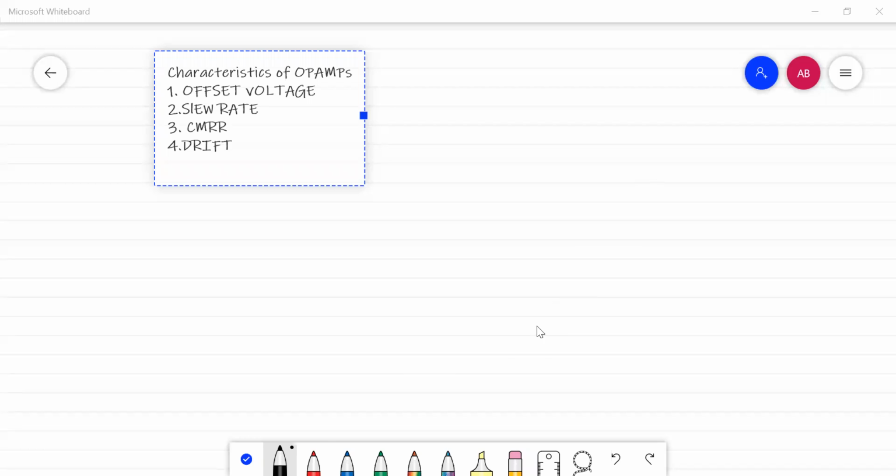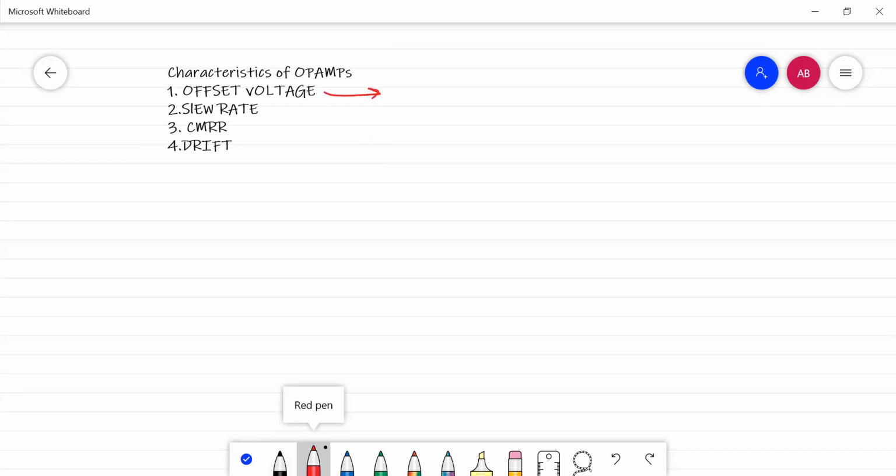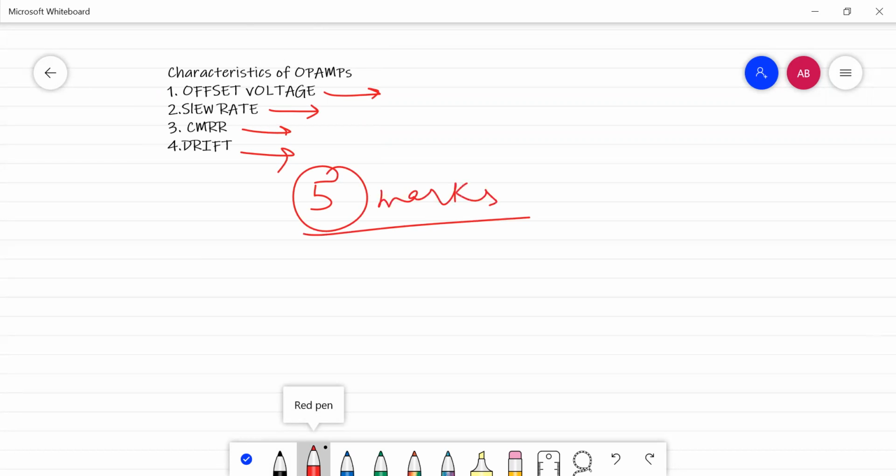So the various characteristics of your operational amplifier that we are going to discuss are, first, the offset voltage, which can directly come in exam, that is, define offset in relation to your instrumentation amplifier. Then comes the slew rate, common mode rejection ratio, and drift. So this instrumentation amplifier as a whole is important, and a direct 5 marks numeric question can come on explanation of the instrumentation amplifier and the various properties and characteristics of the operational amplifier, that we are going to discuss in our next lecture.